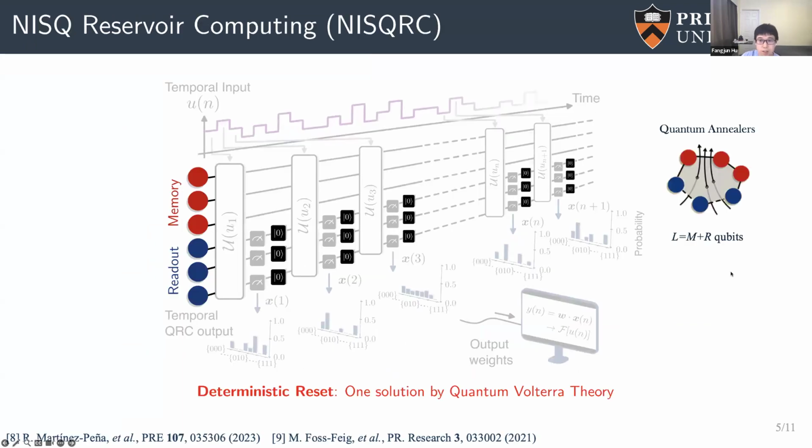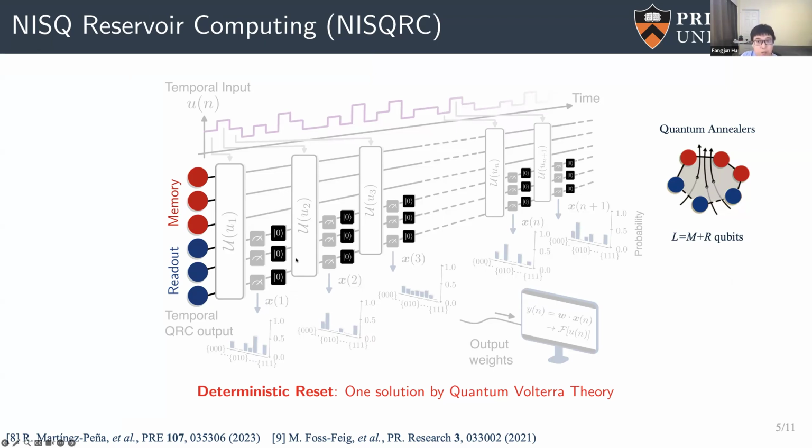To analyze the dilemma between information access and memory persistency, we developed a mathematical tool called quantum Volterra series, which I will briefly discuss on two slides afterwards. This theory can provide many solutions to the thermalization phenomenon. But here in this paper, we report the simplest one that can be realized in existing quantum computers. Such an algorithm is what we call the NISQRC reservoir computing, or NISQRC for short.